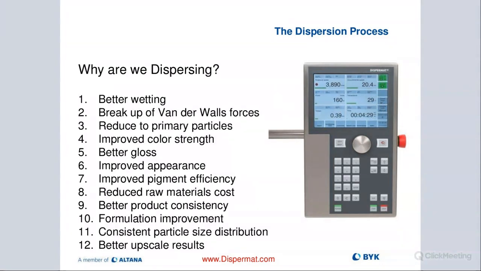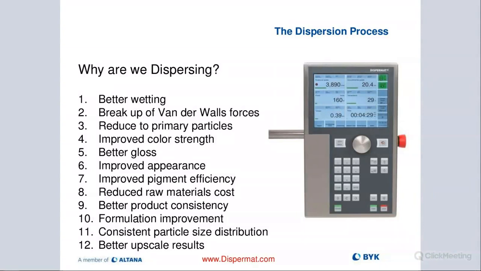So in the process, we're going to have improved wetting. We really don't want to destroy the pigments when we reduce the particle size. We just want to break up these van der Waals forces, these invisible forces that hold these pigment particles together. And the idea is then to reduce these particles down to a primary particle size. We want to improve our color strength, improve our gloss, improve appearance, get better pigment efficiency.